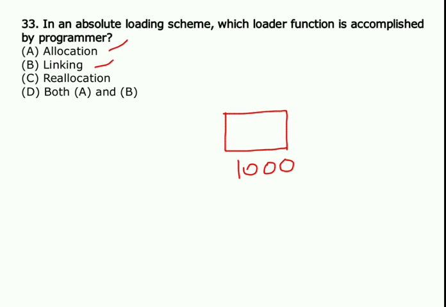He will specify the memory location where the program must be loaded, and no dynamic memory allocation is handled by the loader. Next one is linking also. The programmer ensures that all references between program modules or subroutines are resolved manually. This involves manually specifying the address of subroutines or external data. So both A and B are correct.